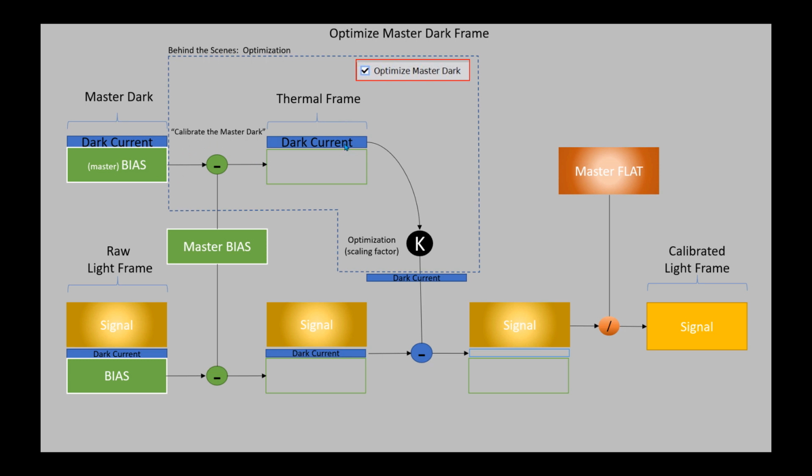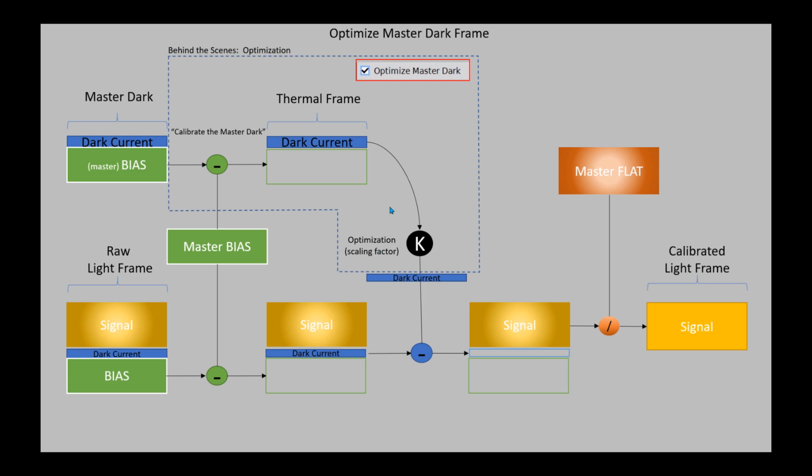And so what happens inside of WBPP, and it's actually occurring within the math here, is to iteratively look at the difference in the noise levels between the master dark and the light frame. It computes what factor, K, is necessary to multiply this dark current amount, or thermal frame, by to equal what is being measured in the light frame. So all it's going to do is compute some scaling factor. That's the optimization. But it does so in an iterative way.